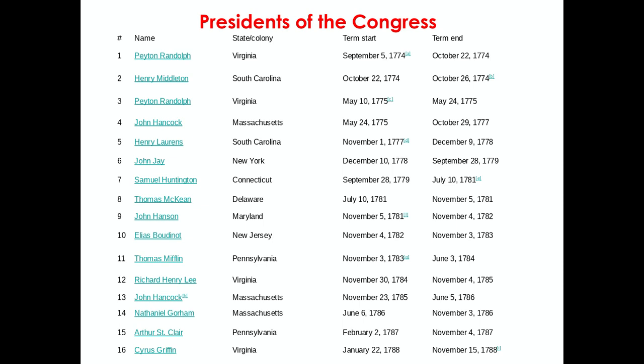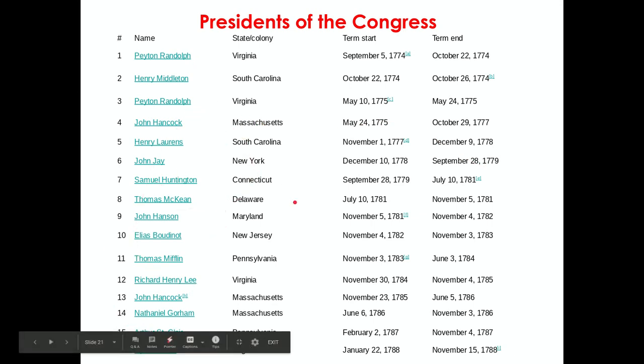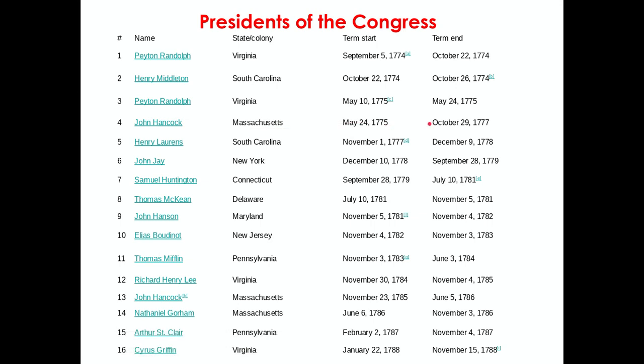Here's a list of the people who served as president of the Congress, not the same as the president of the United States. Sometimes you'll hear people say one of these people was president of the United States. These people were not president of the United States. They were president of the Congress. Like on July 4th, 1776, when they declared independence, John Hancock was the president of the Congress.